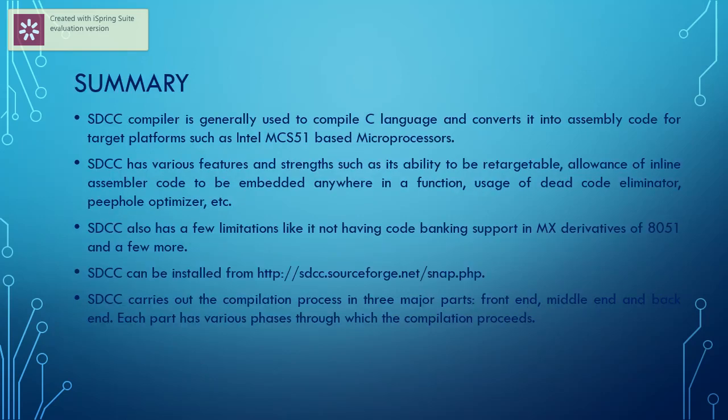Let's summarize what we have learned about SDCC in this presentation. We saw that SDCC is a free open source retargetable compiler used to compile C source file to assembly code, which is targeted to target platforms like microprocessors. We saw about various strengths and features of SDCC, like allowance of inline assembler code to be embedded anywhere in a function, dead code elimination, peephole optimization, etc. We also saw its limitations like not having code banking support and a few more.